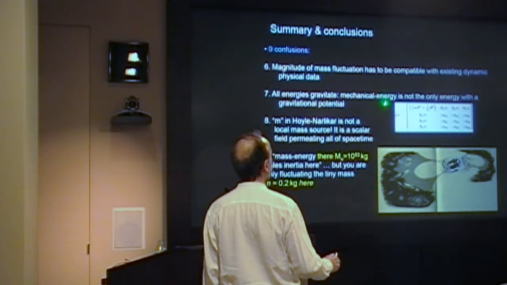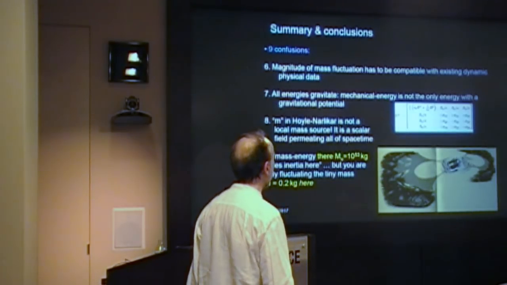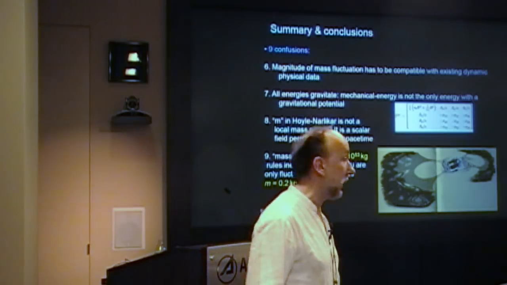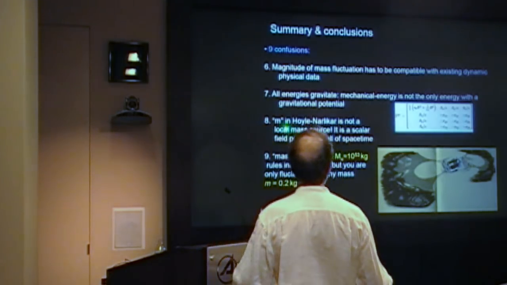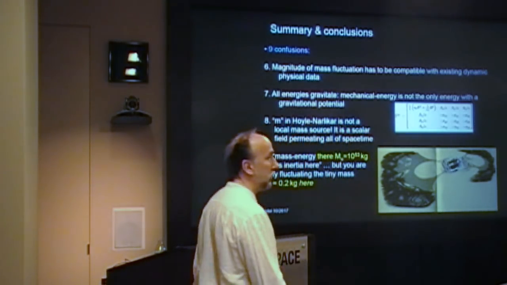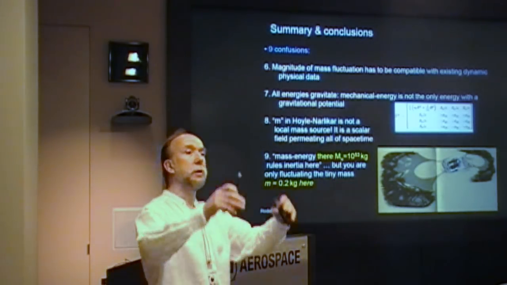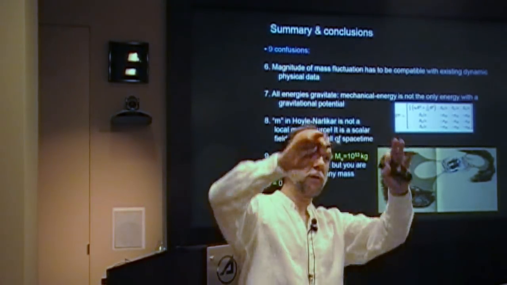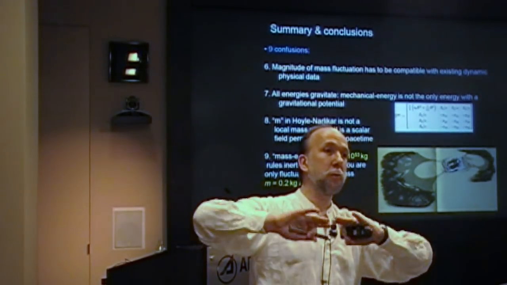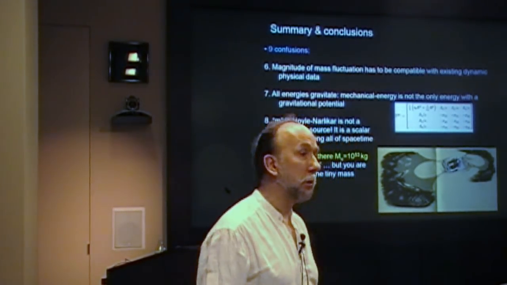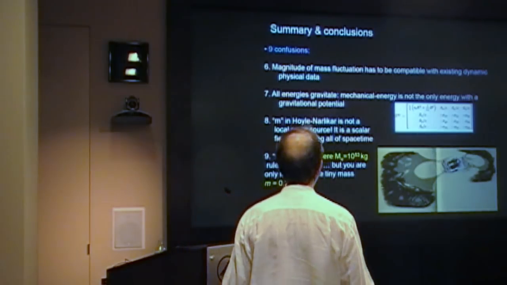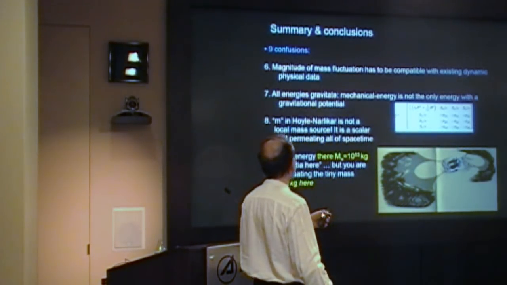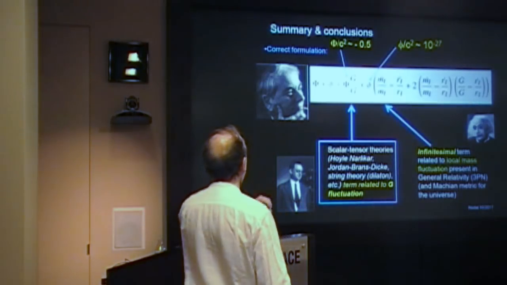All energy gravitates. Mechanical energy is not the only energy with a gravitational potential. Kinetic energy gravitates, and electromagnetic energy gravitates. The M in Hall-Nalika theory is not a local mass source, it's not even a mass. It is associated with a particle that has no mass. It's a field that is permeating all of space just like gravitons. It's a companion particle field. And finally, remember, it's mass energy there that rules inertia here, but you're only fluctuating the mass here.